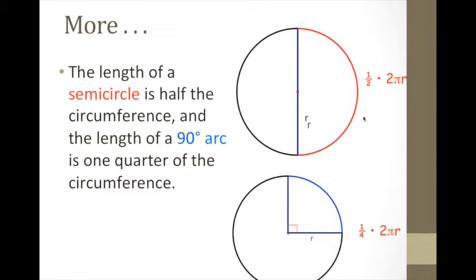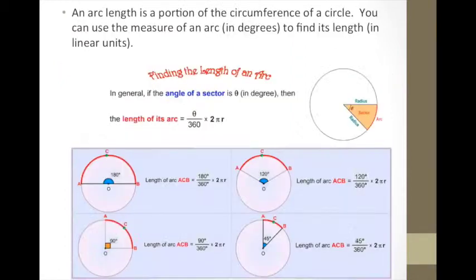So to find the fraction of that entire circumference, the fraction is the angle over 360. In the first example, it's 180 divided by 360, which is a half, times 2 pi r, and so on and so on. You just type those numbers, so it's 0.5 times 2 times pi times the radius, whatever that would be, and that would give you the length of that arc.